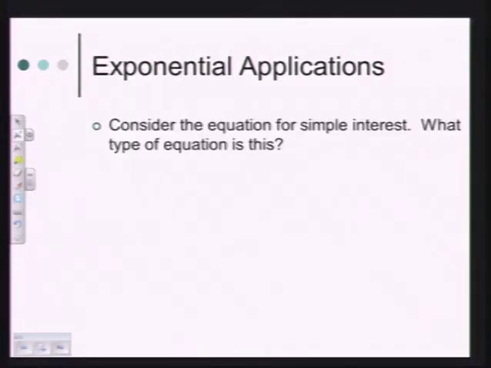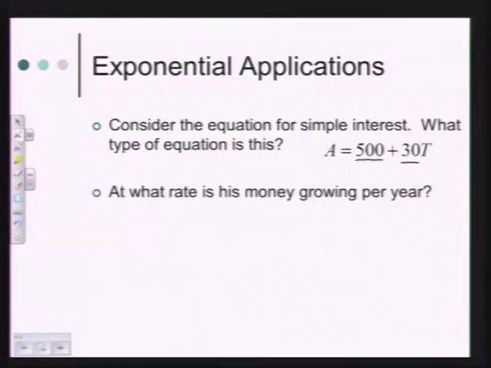Now, let's look at that for a minute. As you look at this equation for simple interest, what type of equation is this? And hopefully you recognize it as a linear equation. And the slope of our line is 30. The y-intercept of the line is 500. So at what rate is his money growing each year as long as he's having simple interest? And the answer is $30 per year for every year that he leaves the money in the bank.